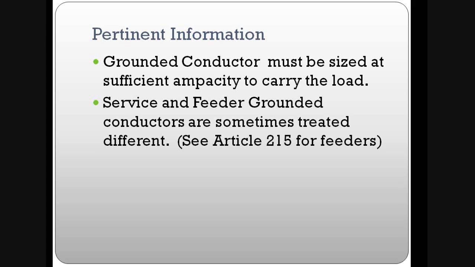Some of the pertinent information that we need to understand when we're looking for a neutral or a grounded conductor is that it must be sized sufficient to carry the load. Well, that sounds pretty simple, but when it's asking for minimum sizes, sometimes we have an option. Sometimes the code is going to require a minimum size that is actually larger than what is needed to carry the load, and sometimes the code is going to specify that it's smaller than what might be necessary to carry the load. So it's important for us to know that option exists, and if we have a load that's greater than what the code says, we have to have an ampacity to carry the load.